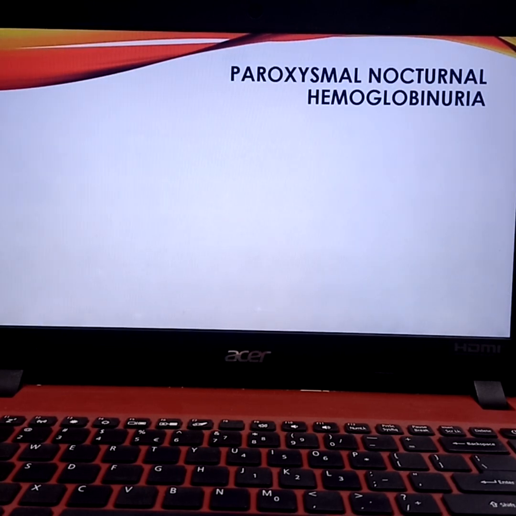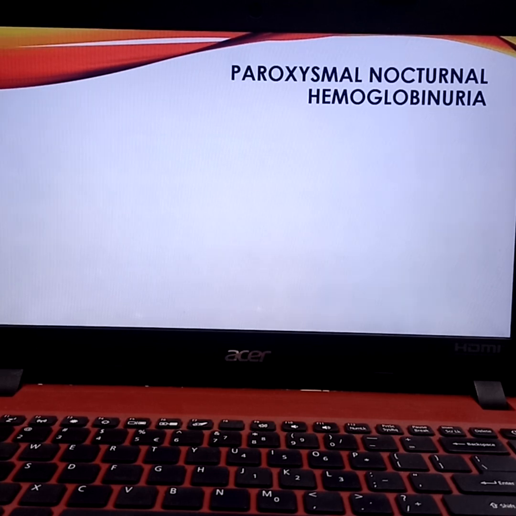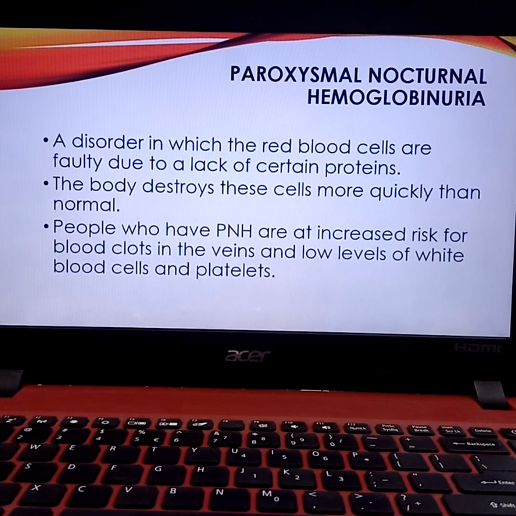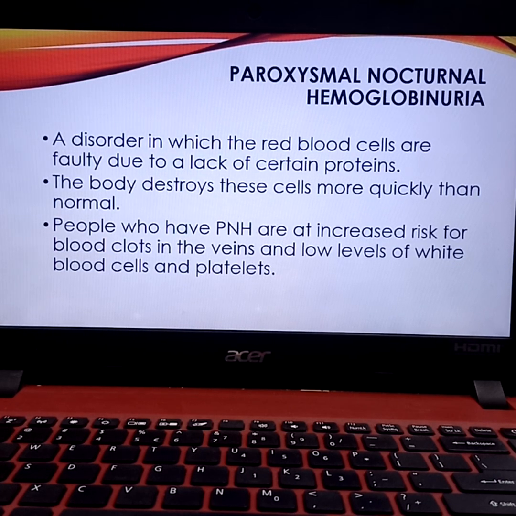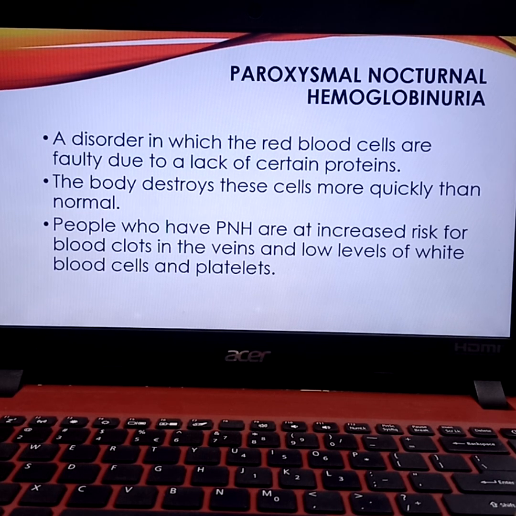And the last one still under acquired hemolytic anemia, together with immune and mechanical, is paroxysmal nocturnal hemoglobinuria. This is a disorder in which the red blood cells are faulty due to lack of a certain protein. The body destroys these cells more quickly than normal, and people who have PNH, or paroxysmal nocturnal hemoglobinuria, are at increased risk for blood clots in the veins and low levels of white blood cells and platelets. Those are the three types of acquired hemolytic anemia.